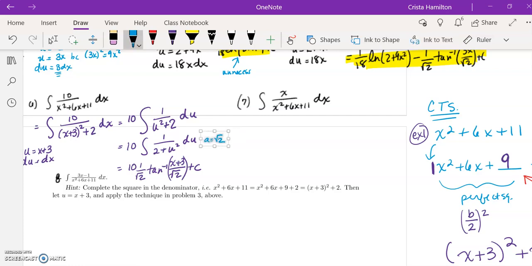So number 6 was a constant over a quadratic. Now we're going to look at x over a quadratic. In this one, the problem is if we had tried to do a u substitution, x squared plus 6x plus 11, du would equal 2x plus 6. And so our problem is that we are missing the plus 6 in the du part of this. Before, when we were correcting for a missing constant, it was a multiplied constant that was missing.